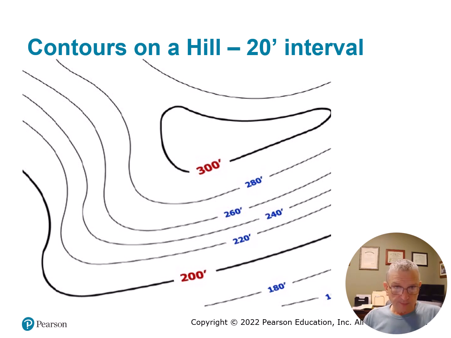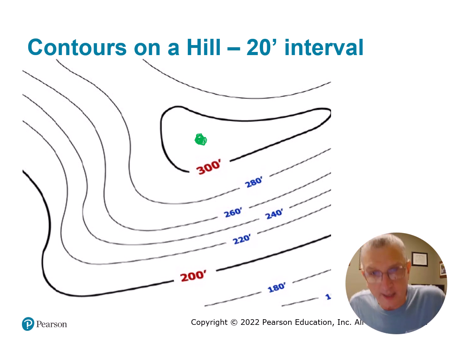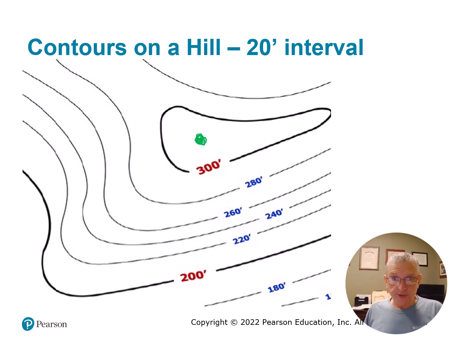So we can pretty much assume that if we were to project this profile out, the high point is probably right where I've made this green dot. Now, we know it's higher than 300 because we see the 300 contour. We also know that it's lower than 320 because if it was 320 or higher, there would be a 320 contour. So we know that the green point, the peak of the knoll, is somewhere between 300 and 320 in elevation.